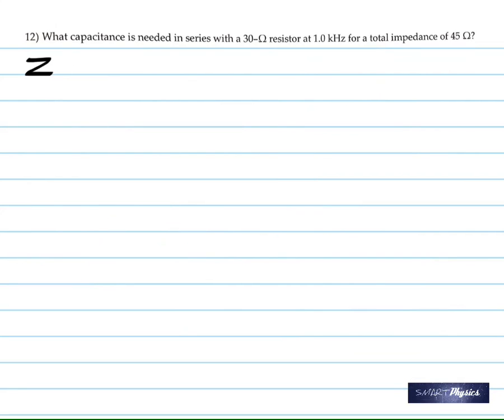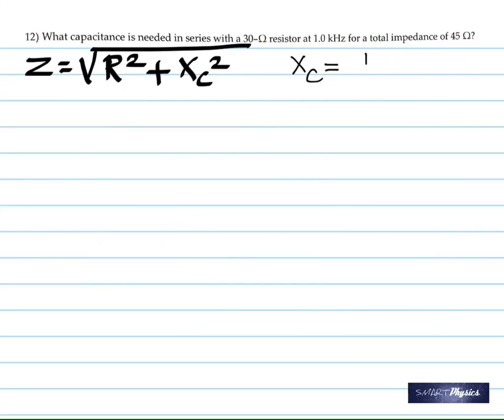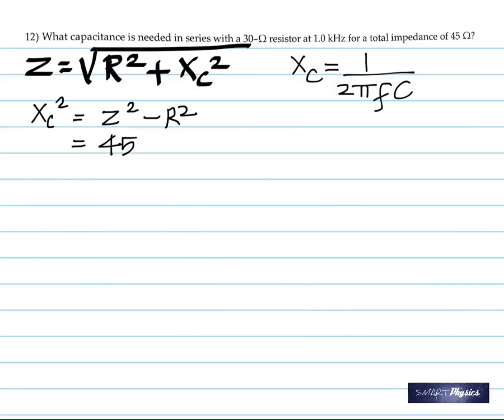Here it is: what capacitance is needed in series with a 30 ohm resistor at 1 kilohertz for a total impedance of 45 ohms? So this is an RC circuit and the impedance is given by square root of R squared plus XC squared. So we can find XC now. Remember that XC is 1 by 2 pi FC. We'll get to that equation in a minute. But from the first equation, we can find XC by rearranging and taking the square root.